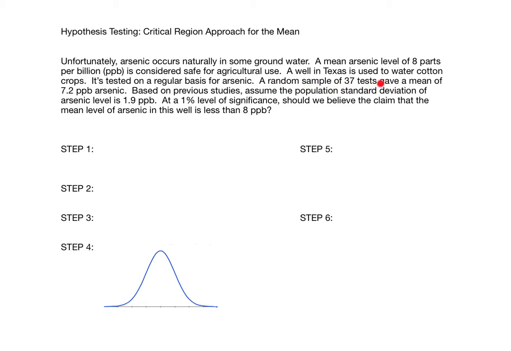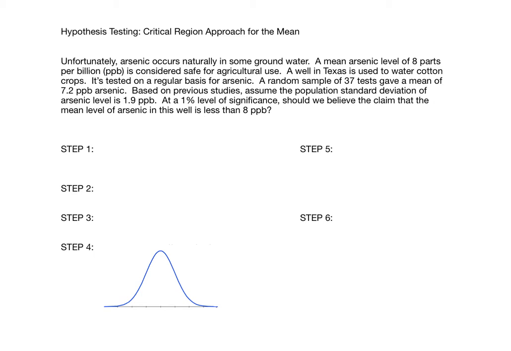A random sample of 37 tests gave a mean of 7.2 parts per billion of arsenic. Based on previous studies, assume the population standard deviation of arsenic level is 1.9 parts per billion, and at a 1% level of significance, should we believe the claim that the mean level of arsenic in this well is less than 8 parts per billion?